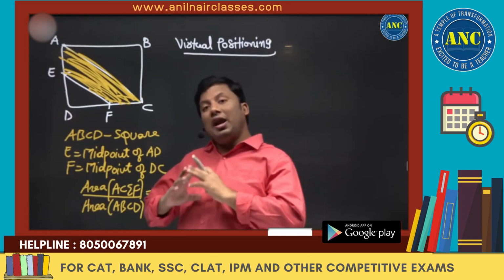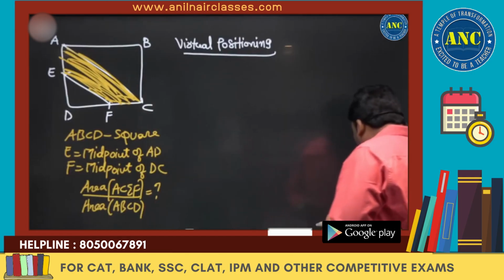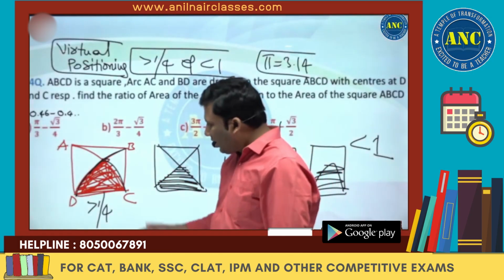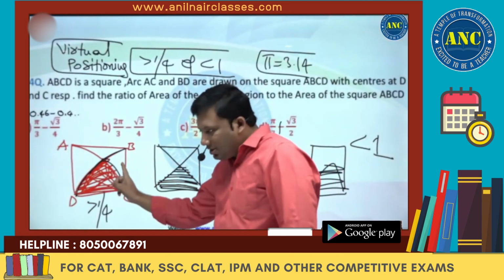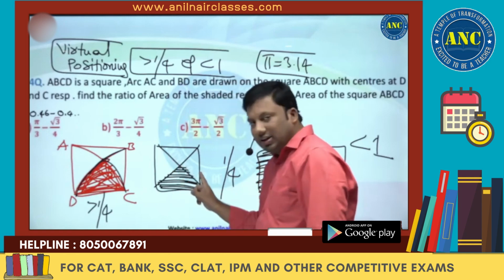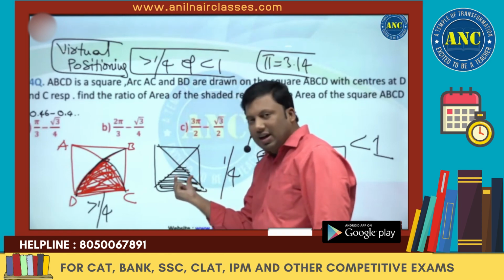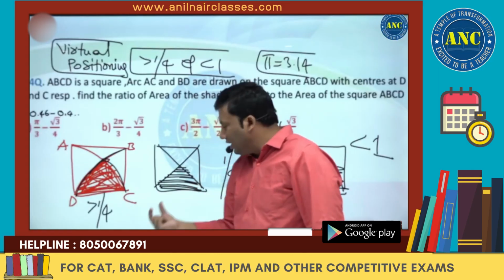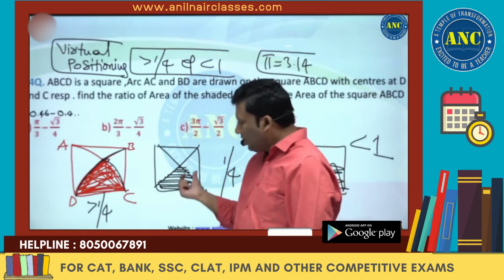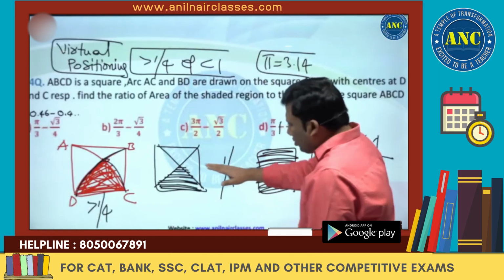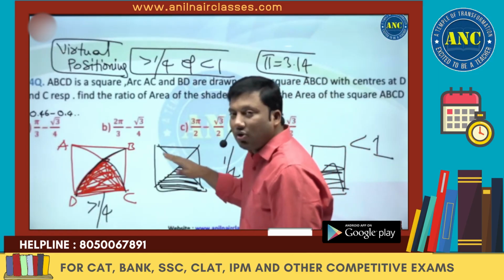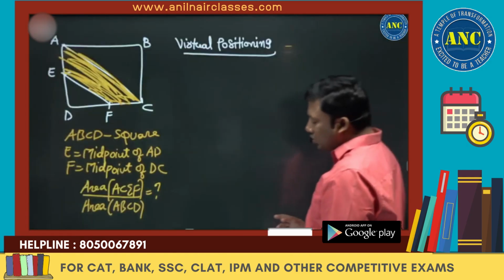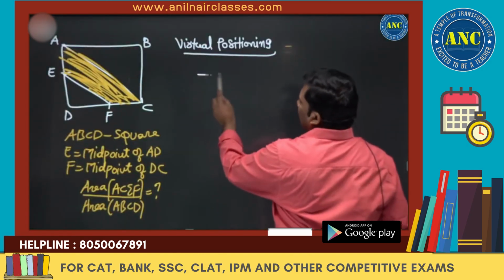Virtual is an unreal positioning. In this question, what did we do? AC is an arc, BD is an arc. This is the shape of the arc. If I take the diagonal, it is exactly 1/4. This is bulging up, so the area of the shaded region should be greater than 1/4. And the shaded region is a part of the total region, so the answer should be less than 1. Same idea, virtual positioning, how we will solve.